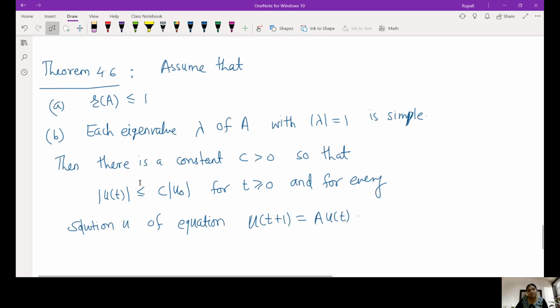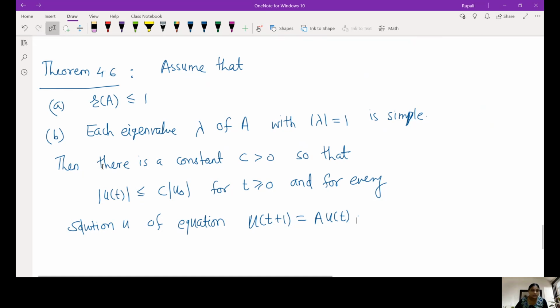So what this theorem says is that if the spectral radius of A is less than or equal to 1, it means the modulus of each eigenvalue must be less than or equal to 1. Another condition is that each eigenvalue lambda of A with mod lambda equal to 1 is simple, meaning it has multiplicity 1. For the remaining ones we don't know the multiplicity.